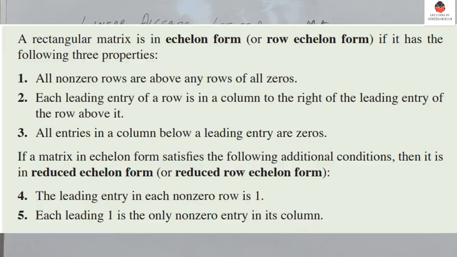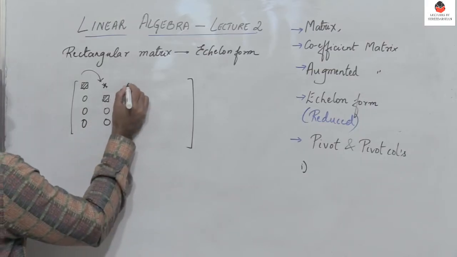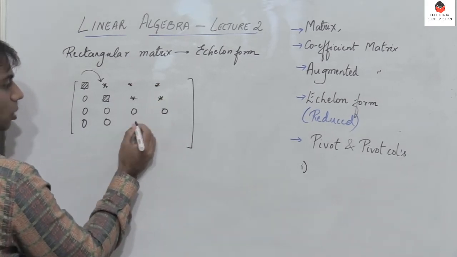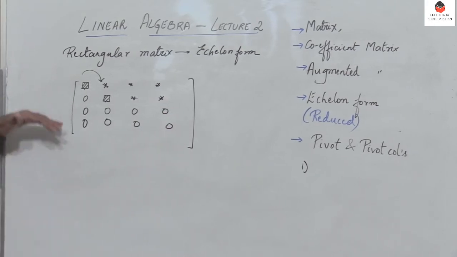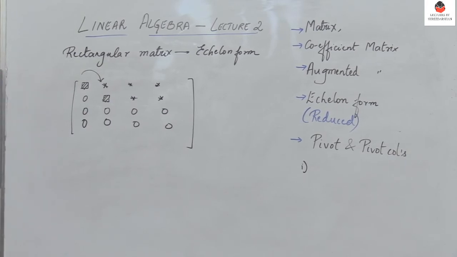And what about the first point? All the non-zero rows are above any rows of all zeros. So let's assume that these are non-zeros, which are indicated by stars, and all the rows which are completely zero are below the non-zero rows. So these are the 3 points which we need to remember.